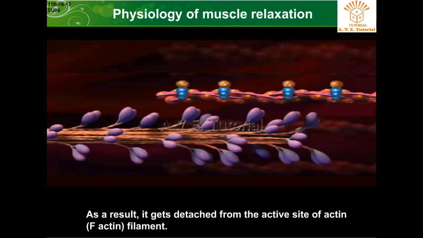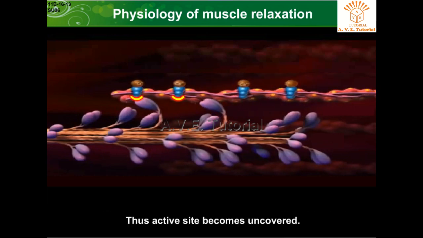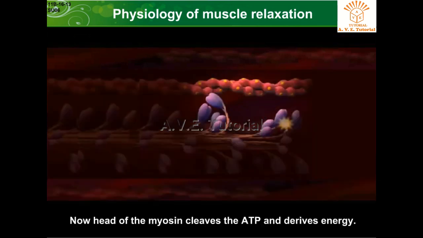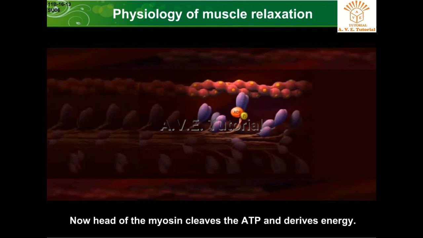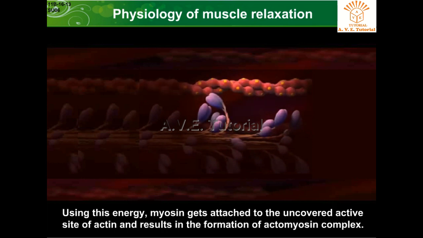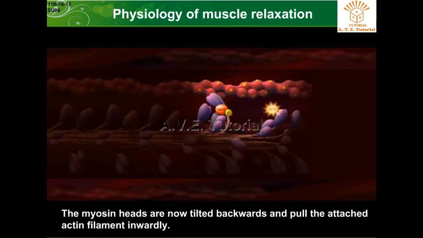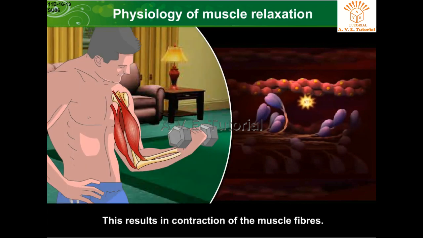As a result, it gets detached from the active site of the F-actin filament. Thus, the active site becomes uncovered. Now, the head of the myosin cleaves the ADP and derives energy. Using this energy, myosin gets attached to the uncovered active site of actin and results in the formation of the actomyosin complex. The myosin heads are now tilted backwards and pull the attached actin filament inwardly. This results in contraction of the muscle fibers.